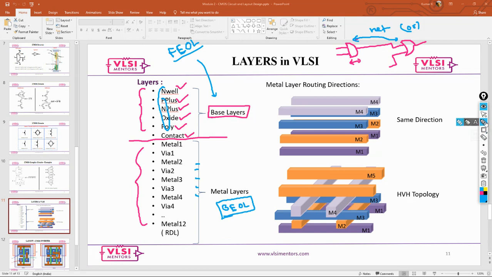Any question here before I move to the next one? Yeah, back end of line. We will talk more about it. I would have to talk about the whole metals, and each metal will have its own characteristics. All of that we will talk about in the upcoming classes. In case you are curious, RDL is called redistribution layer.